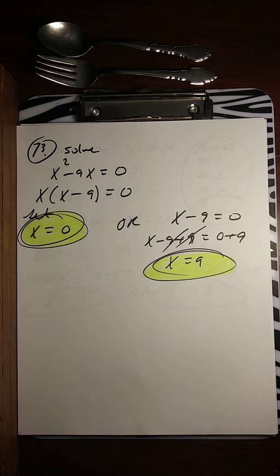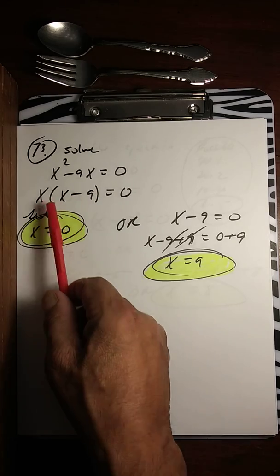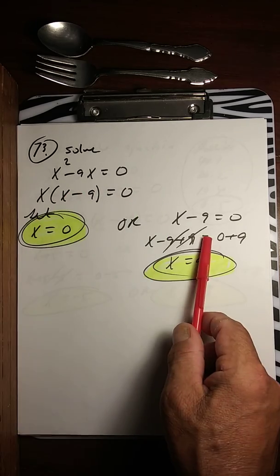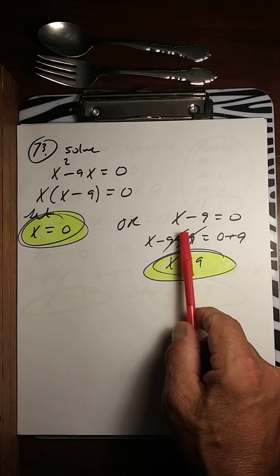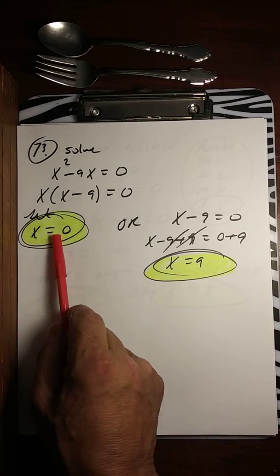Solve this. X squared minus 9x. Factor the x out. So x equals 0, x minus 9 equals 0. That one's done. Add 9, so 9. So 0 and 9.